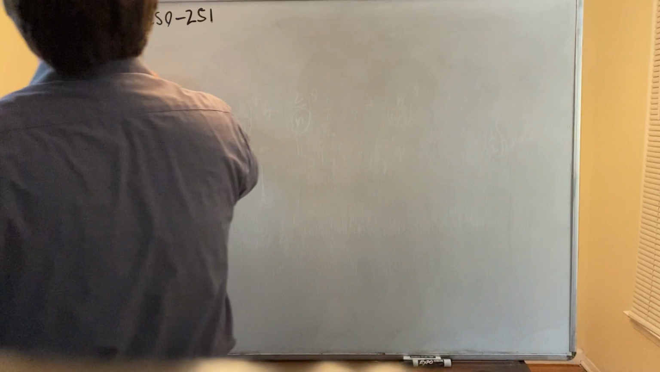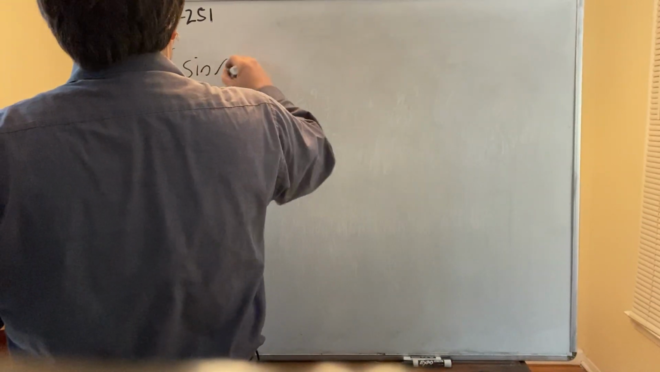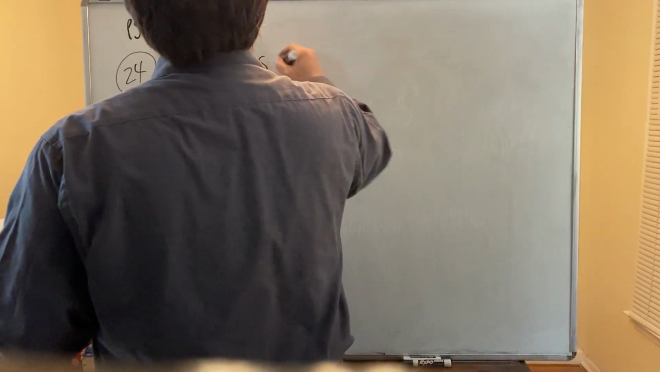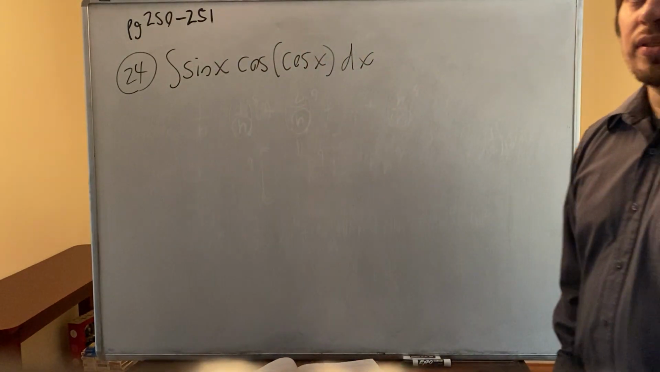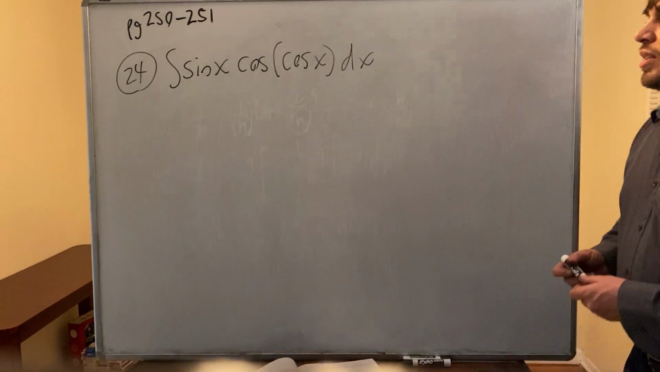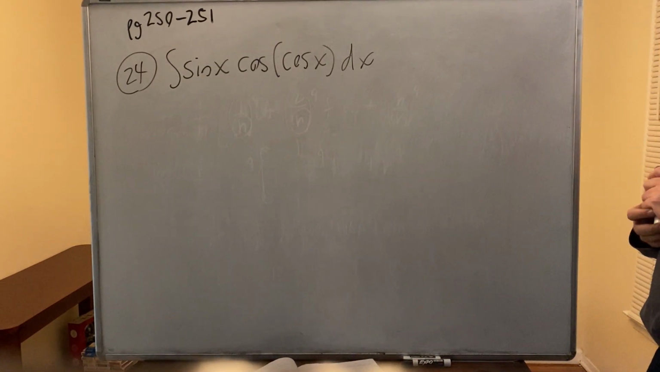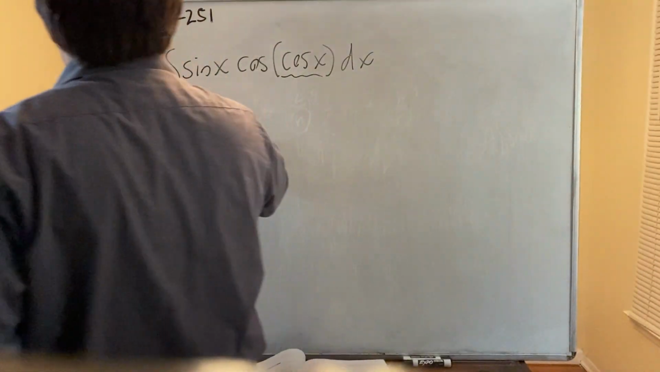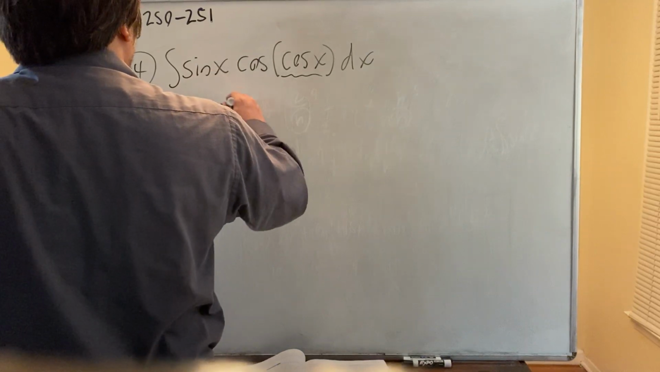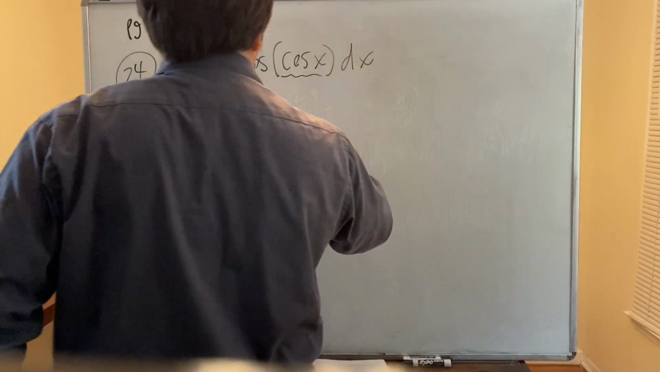Number 24 is another indefinite integral, so this is the integral of sine x times cosine of cosine x dx. So this is weird. Okay, we're going to use substitution again. I'll pause for a moment so you can think about what to let u be in the problem. Let's make u cosine x. So I'm going to let u equal cosine x, du equals negative sine x dx.